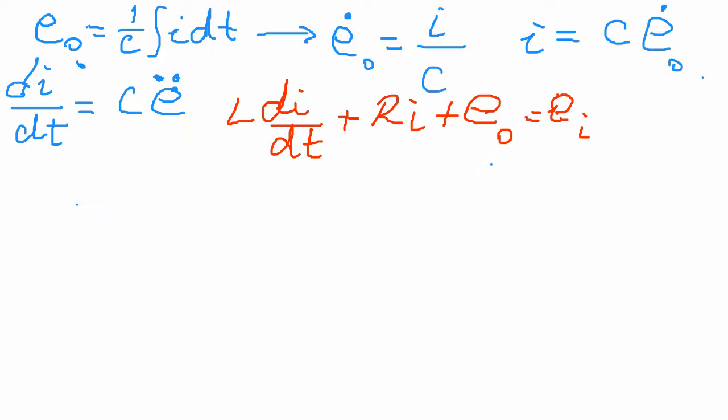So di/dt is equal to C EO double dot. So LC EO double dot plus RC EO dot.